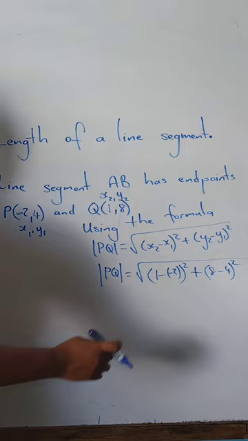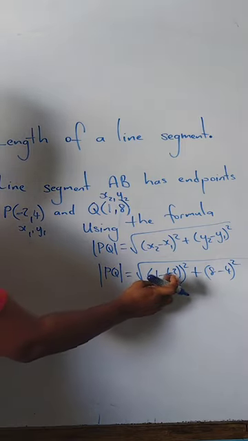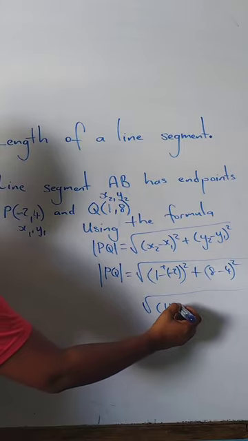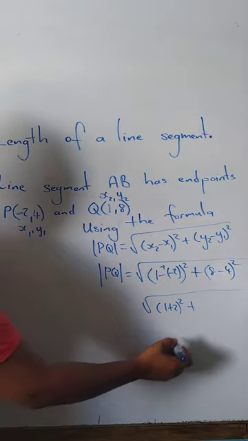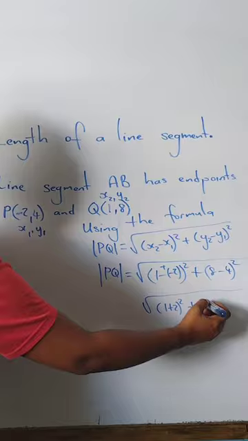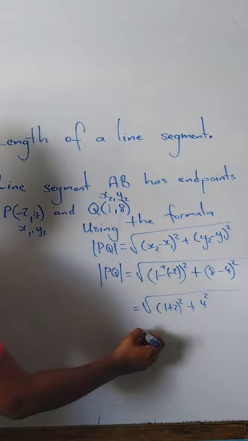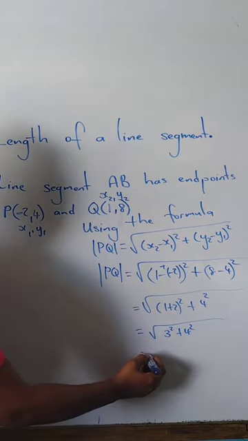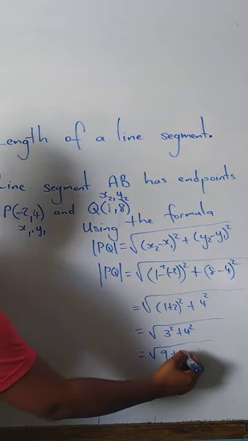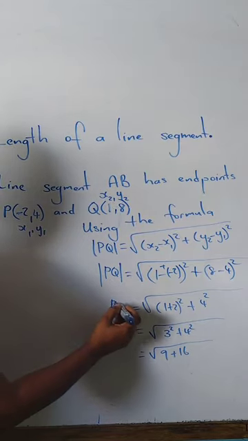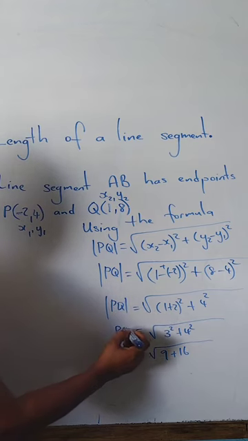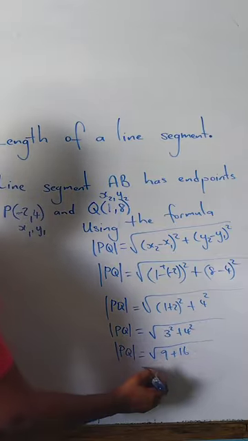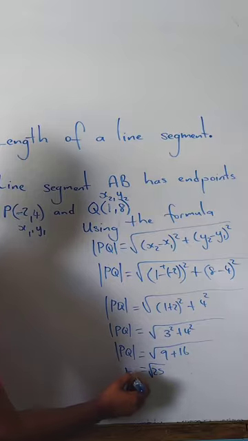I'm going to go ahead and simplify. Remember what happens here: a negative times a negative turns out to be a positive. So we end up with 1 plus 2, all squared, plus 8 minus 4, that is 4 squared. That's the square root of 3 squared plus 4 squared. What does that give? 3 squared is 9, 4 squared is 16. We're still finding the magnitude of PQ, which is also the length of the line. 9 plus 16 is 25. We're finding the square root of 25.